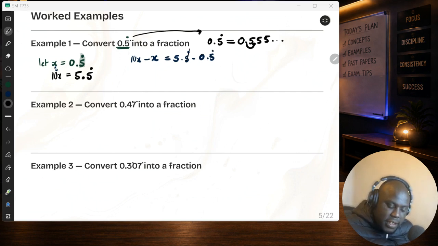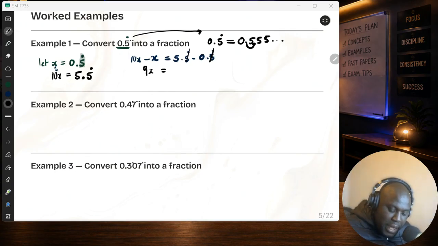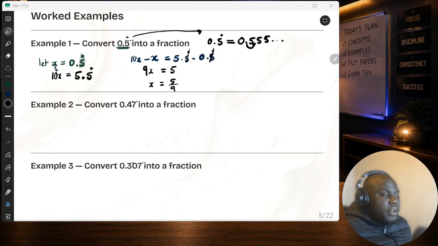Now the recurrings will cancel. You remain with 5 minus 0. On the left, 10 minus 1 is 9, so 9x is equal to 5. Now the recurrings have cancelled. That's why we do this. Beautiful. Which means x will be, you take 9 to the other side, 5 over 9. 9 goes to the other side to divide, and you'll be done. This is what you do. So this is it for the first solution.